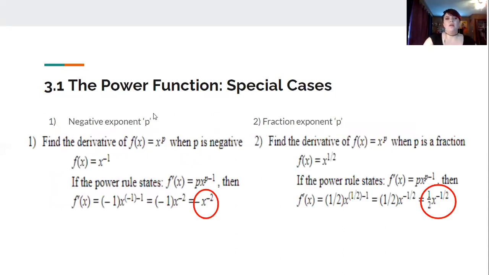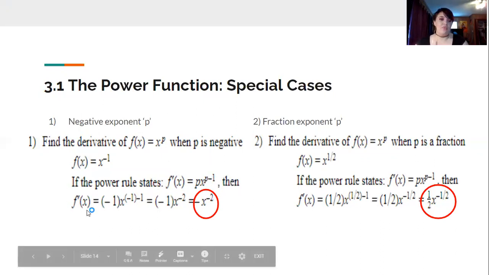When our power, our exponent p, is negative, we can still use the power rule. So find the derivative of f of x equals x to the p when p is negative. So f of x is equal to x to the power of -1. When we use the power rule, which is f prime of x is equal to p times x to the power of p minus 1, then we can substitute that in.